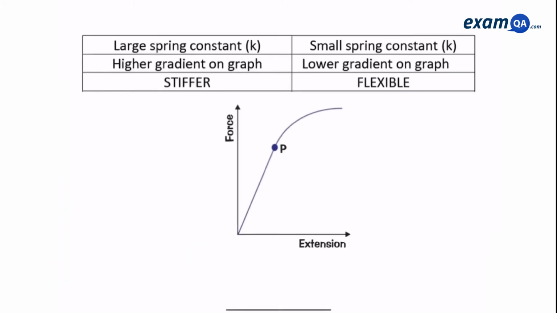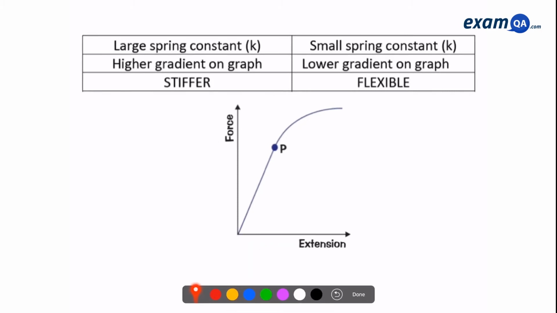Okay, now that's one way you can tell. Another way is that if you have a graph like this where you have extension on the x-axis and force on the y-axis, for all springs it will be proportional, so it will be a straight line up to this limit. This P stands for limit of proportionality. Beyond that, you can see that it curves off. So our equation where F is equal to K E only applies from here all the way up to the limit of proportionality. Beyond that, our F equals K E equation does not apply.